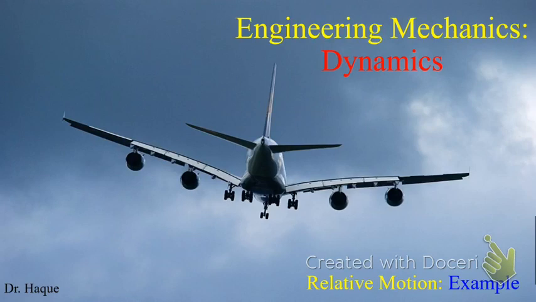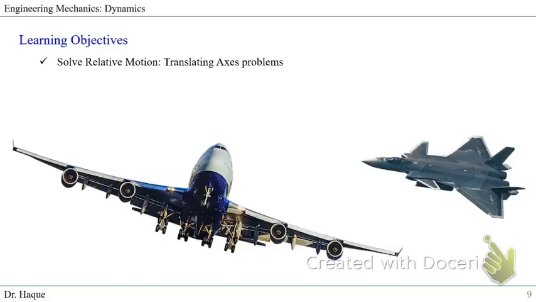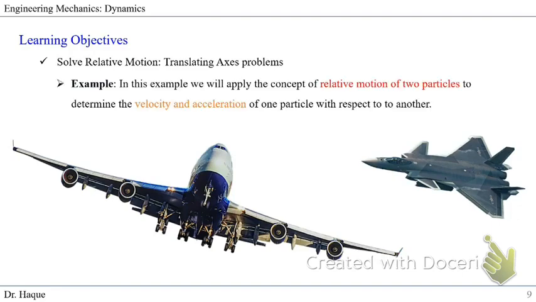Today we're going to solve one relative motion example. For the relative motion, we're going to use two planes that are moving relative to each other, and we're going to find the velocity and acceleration of one plane with respect to another. Our learning objective is to solve a relative motion problem that has a translating axis.